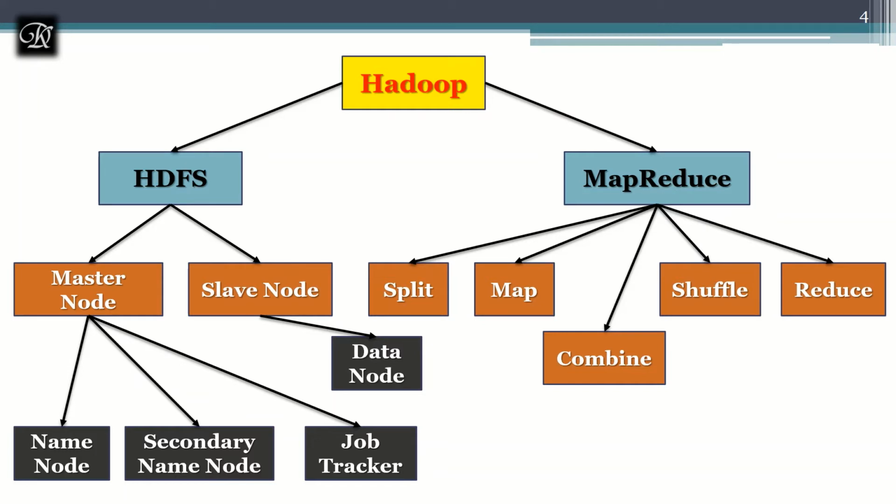Then what about the secondary name node? If something happens to the name node, if the name node goes down, then this should not become a bottleneck. This should not be a centralized system. Because in a centralized system, what happens? If the main server goes down, the complete system goes down. That should not happen. If the name node goes down, somebody should have the data to continue. That is what is there in the secondary name node.